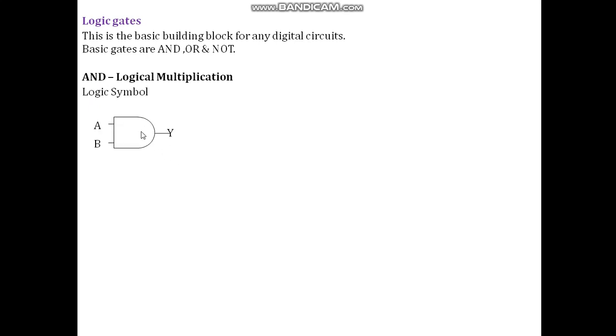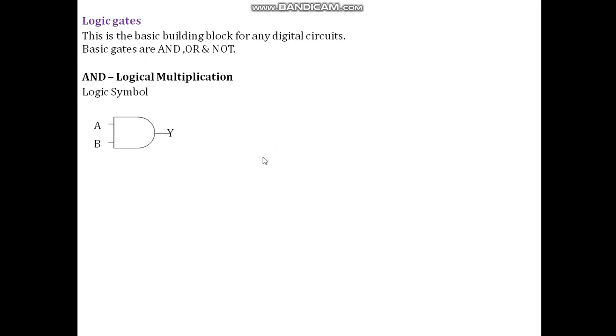It is a two input AND gate, and the two inputs are here A and B, and the output is Y, right? And what is the operation of AND? AND means logical multiplication. The operation of AND gate is, if both the inputs are true, or if both the inputs are 1, then the output is 1. The only condition we get the true output is when all the inputs are 1. That is the main condition.